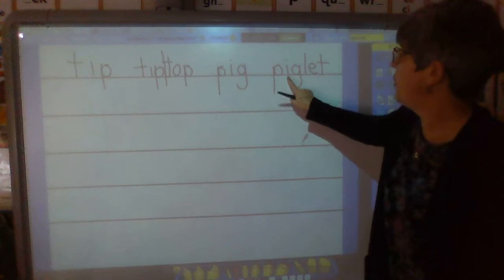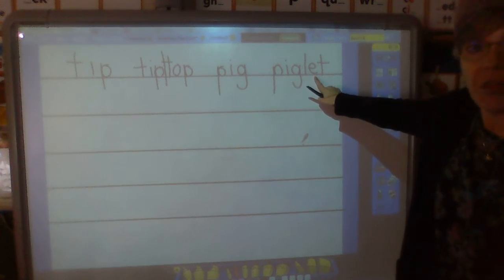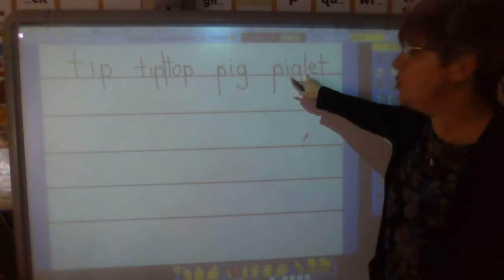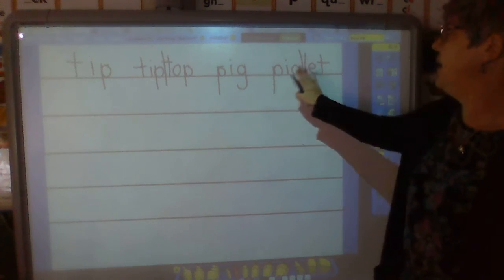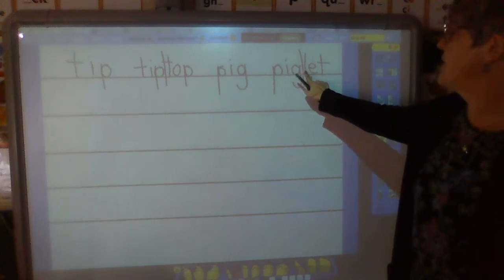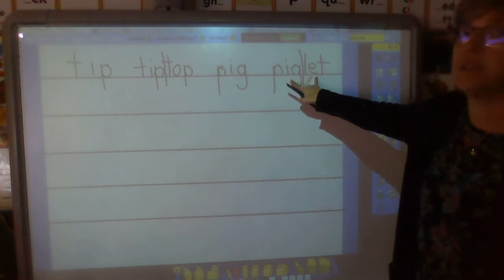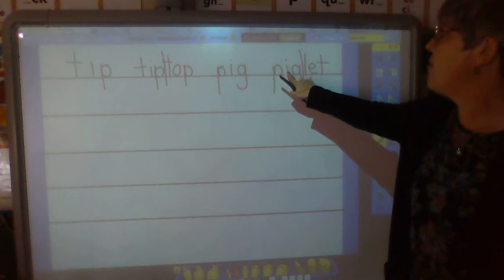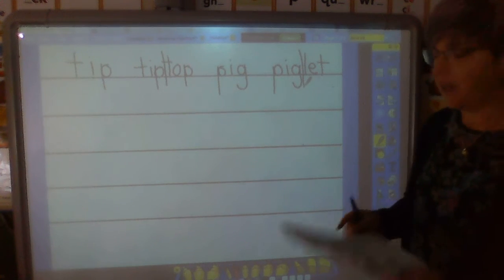So I is a vowel, G is a consonant, L is a consonant, E is a vowel. So when you divide piglet into two syllables, once again, you're going to divide between your two consonants. So between the G and the L, we're going to draw the dividing line. Piglet. This is a two-syllable word with the vowel, consonant, consonant, vowel pattern. Both of the syllables in this word are closed syllables. That means that both syllables have a short vowel sound, and that vowel sound is kept short by that consonant that follows it. So let's read line 1.